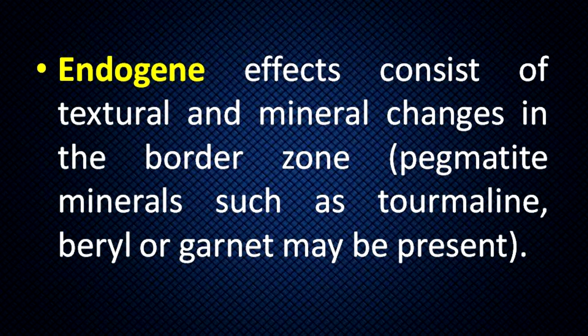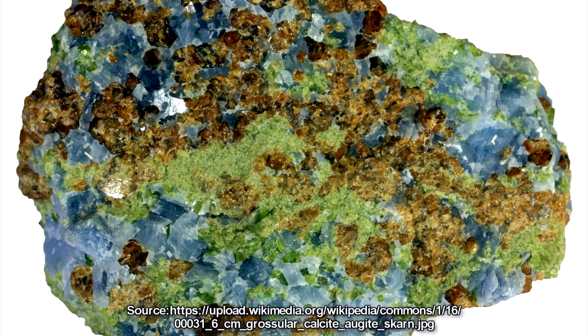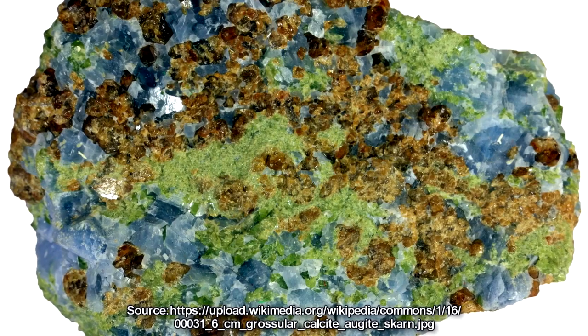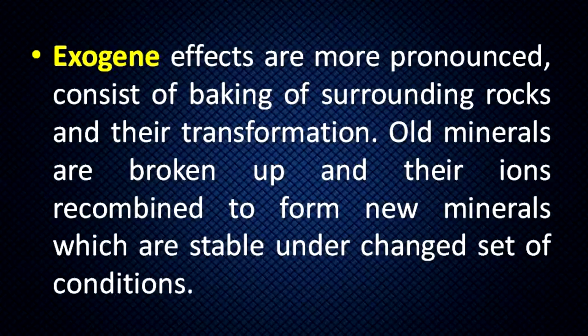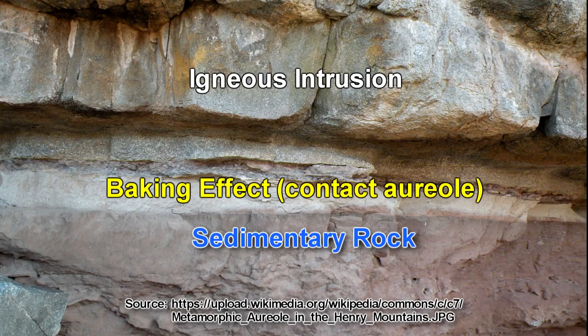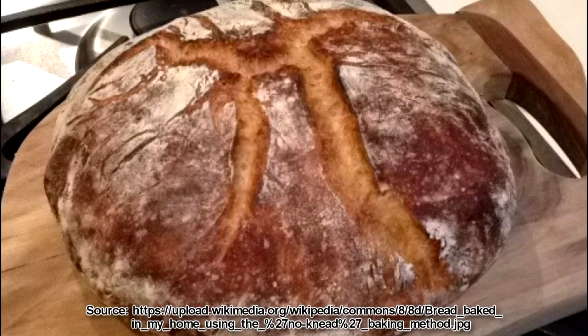In the border zones, pegmatite minerals such as tourmaline, beryl or garnet may be formed. So, endogenesis or endogenic process is accountable for textural and mineralogical changes, whereas exogenic process effects are pronounced in baking effects. The only effect which is seen in case of exogenic process is the baking effect. Baking, just like a bread, you have the baking effects on the border.